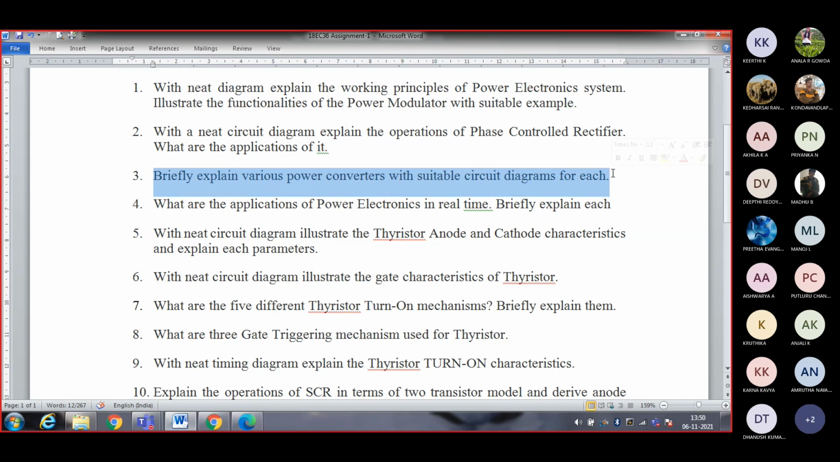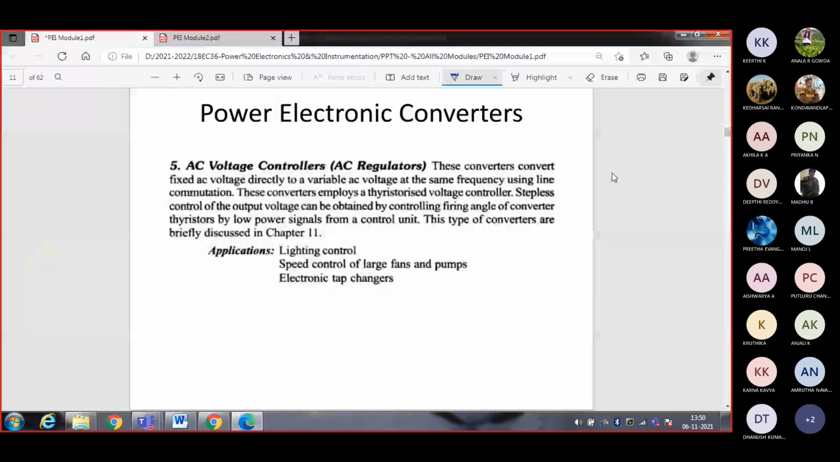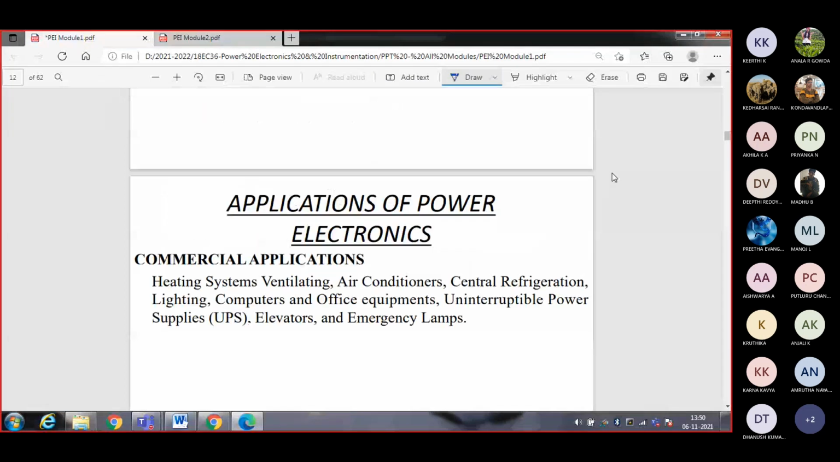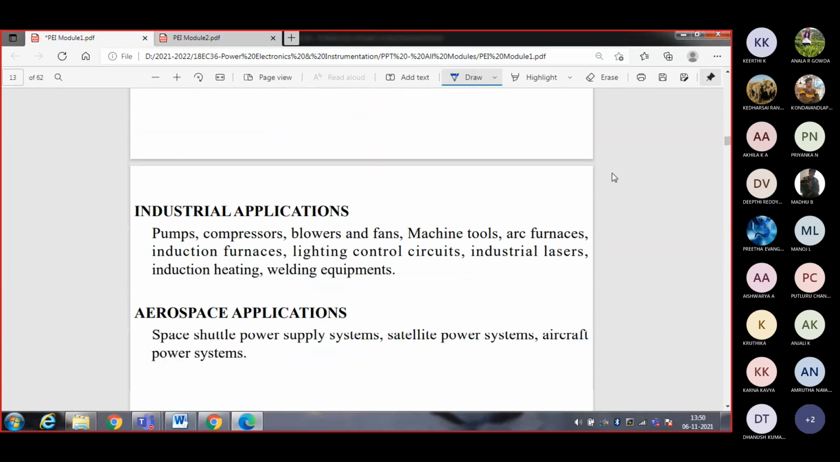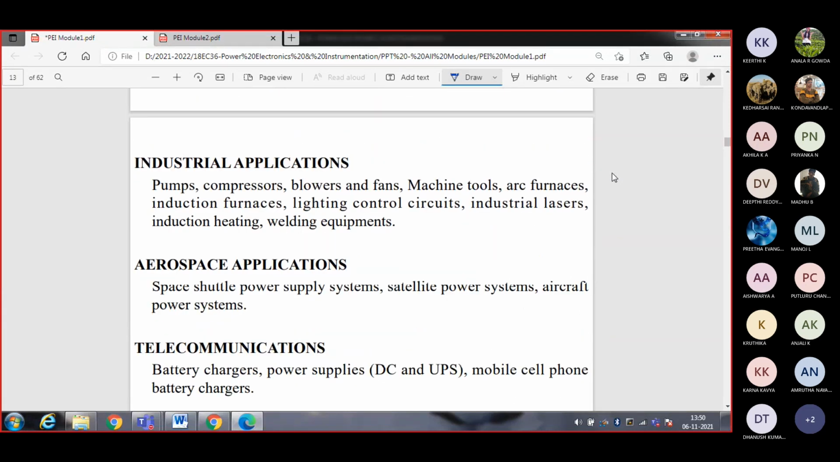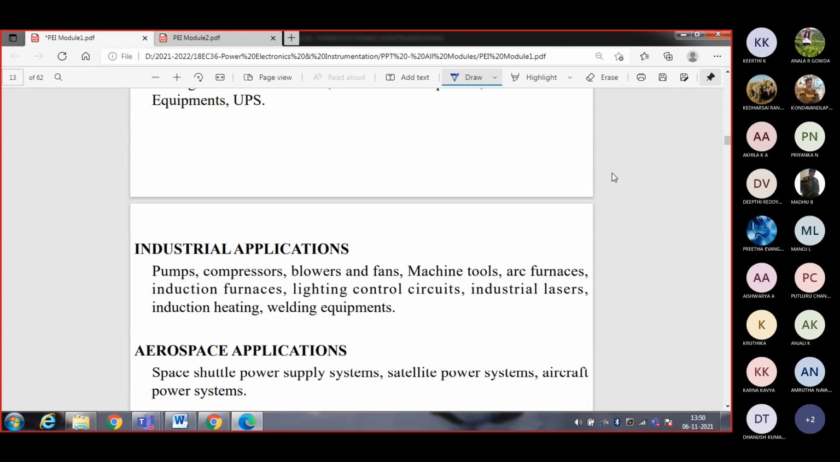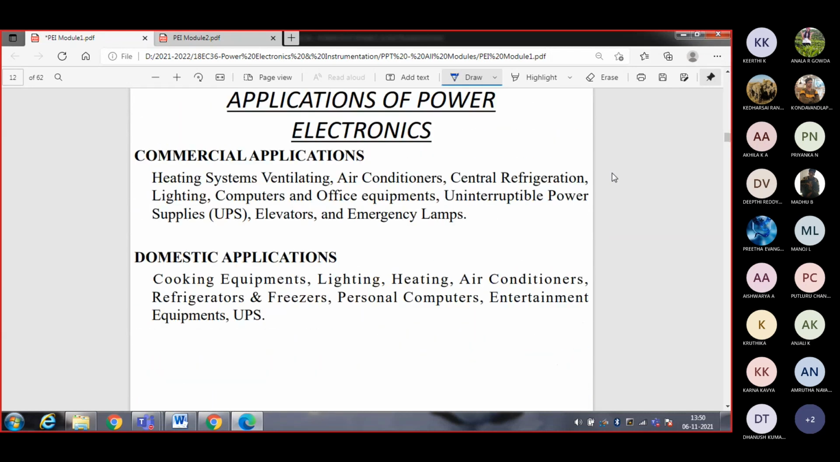What are the applications of power electronics in real time? Briefly explain them. There are so many applications. See here, this is the next question: commercial applications, domestic applications, industrial applications, aerospace applications, telecommunication applications. So these 5 need to be explained. Different types of applications, commercial applications: any commercial applications which need power supplies.